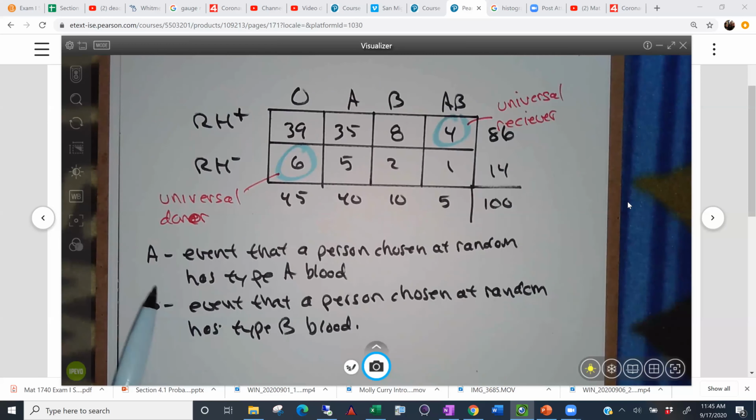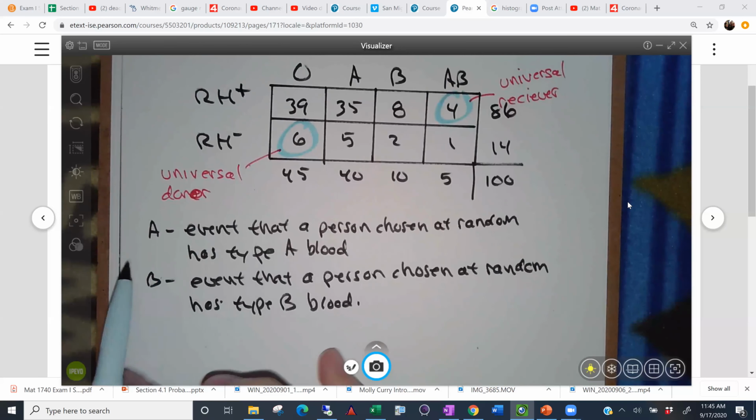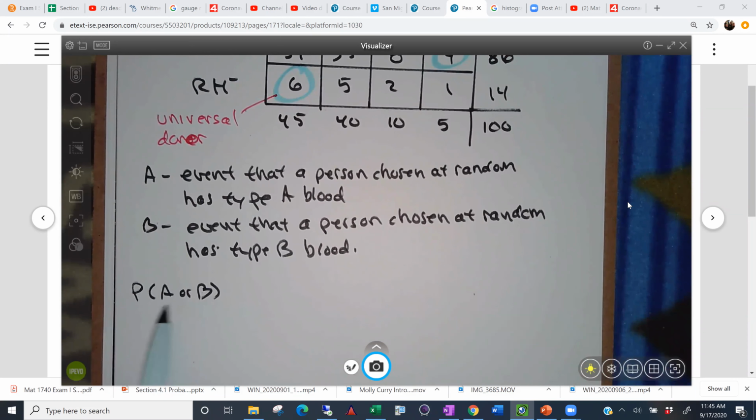We're going to define a couple of events. A is going to be the event that a person chosen at random has type A blood, and likewise with B. And we'll also maybe do another example with Rh positive and Rh negative. But for starters, let's start out with the probability of A or B. Now this is what's called a compound event, because it's more than just one thing that can happen. It's two things, probability of A or B.